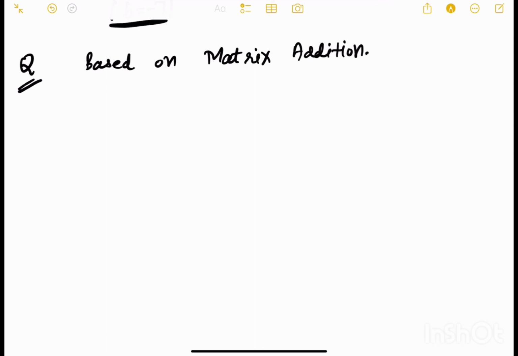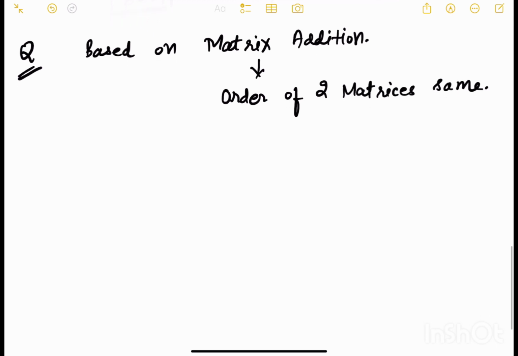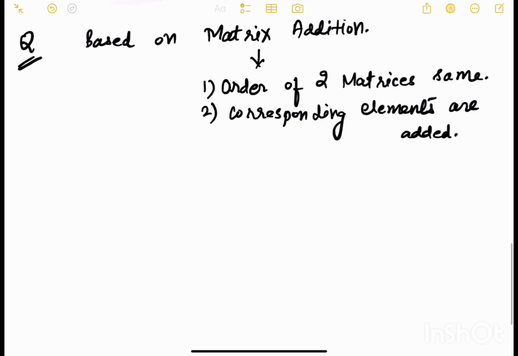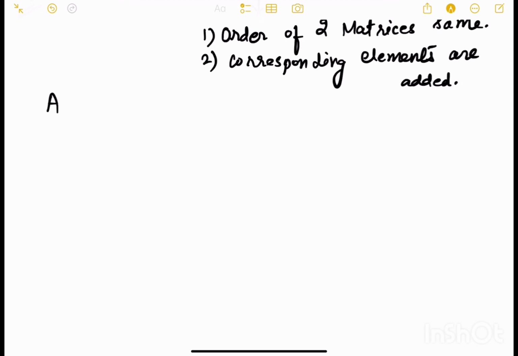Now again we have to focus that the order of the two matrices must be the same. This is the first thing, and then we add the corresponding elements, provided the order is the same.